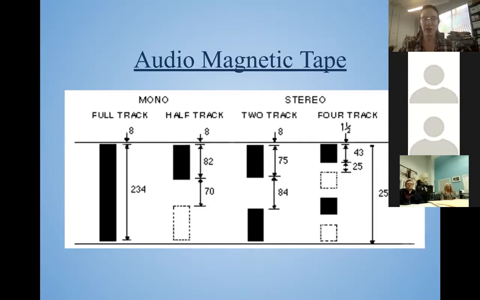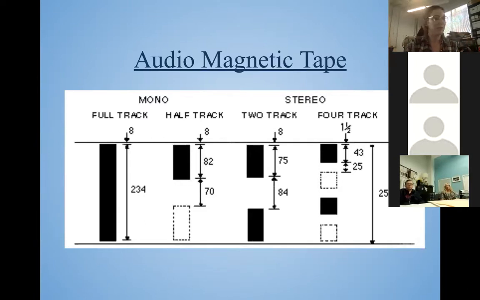So for example, the black boxes are indicative of where sound is recorded. If you have a full track mono audio tape, it basically means that along that audio tape there is just one channel of sound. So it's just the same thing. It would sound the same out of all sides of your earbuds or your speakers, and it's stored all the way across the tape.